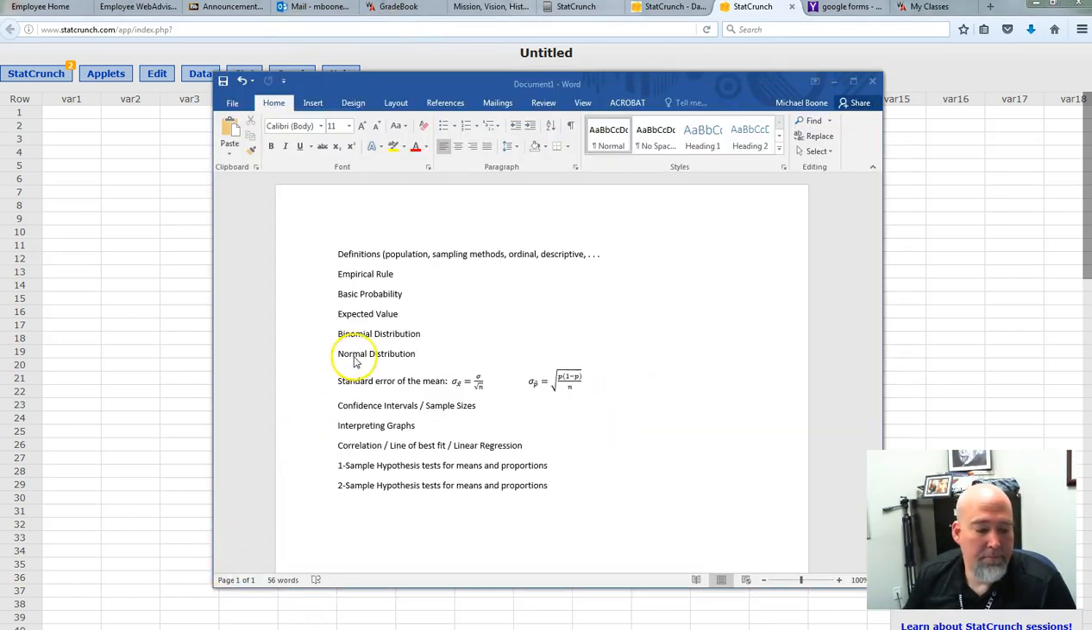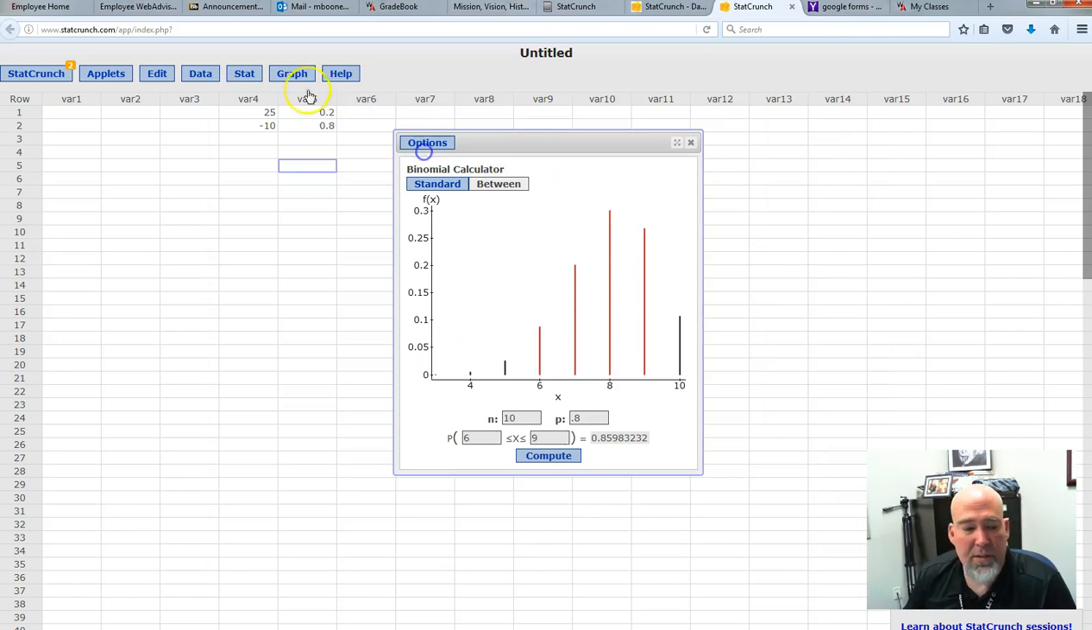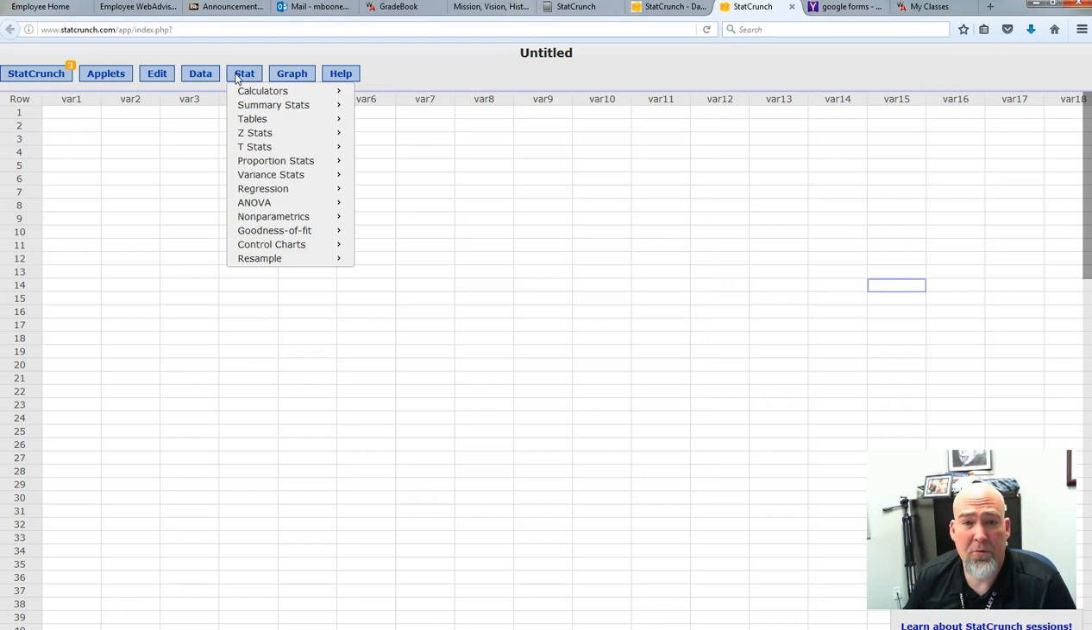Normal distribution, same thing. I'm going to go to my StatCrunch that you do have access to. You are allowed to use a computer.